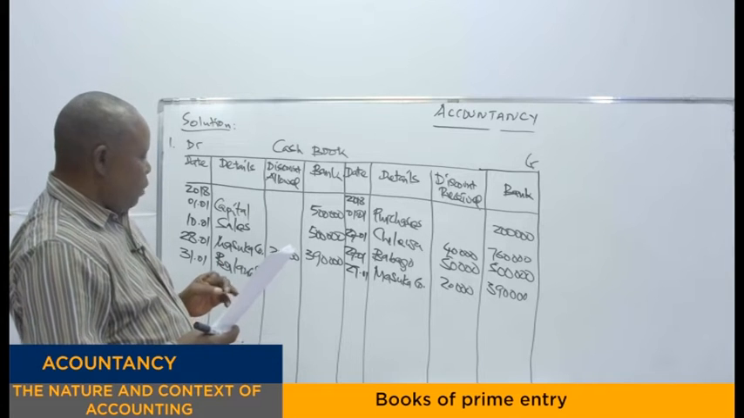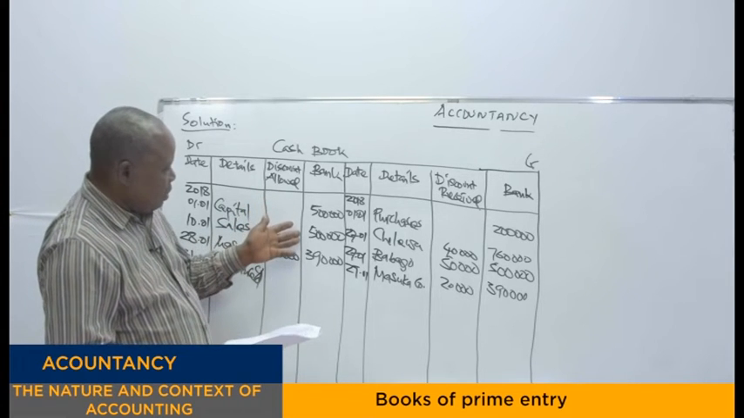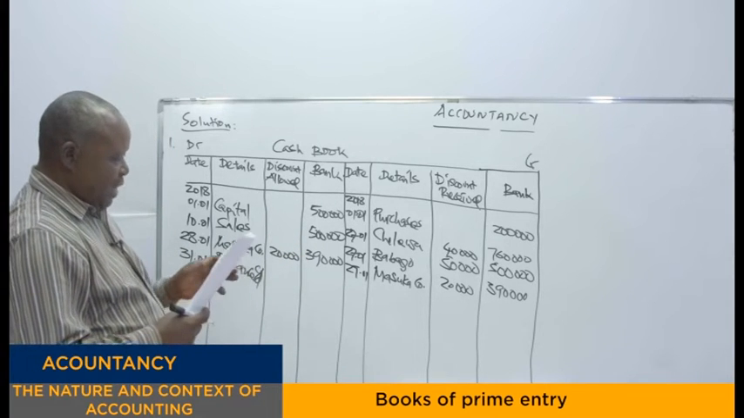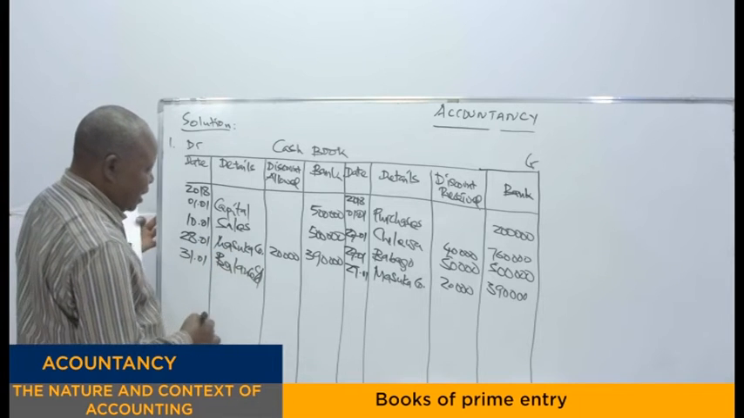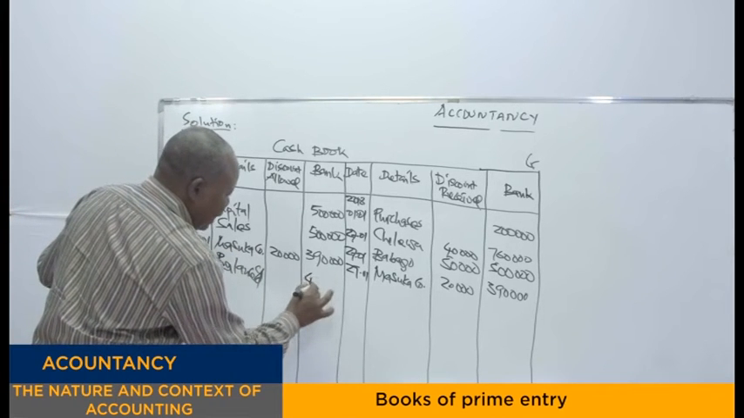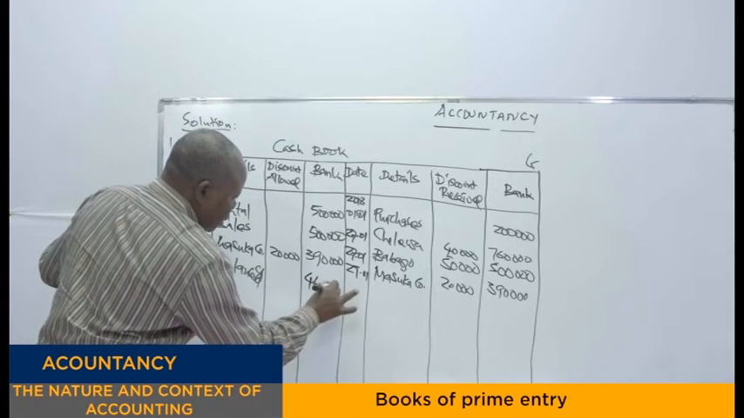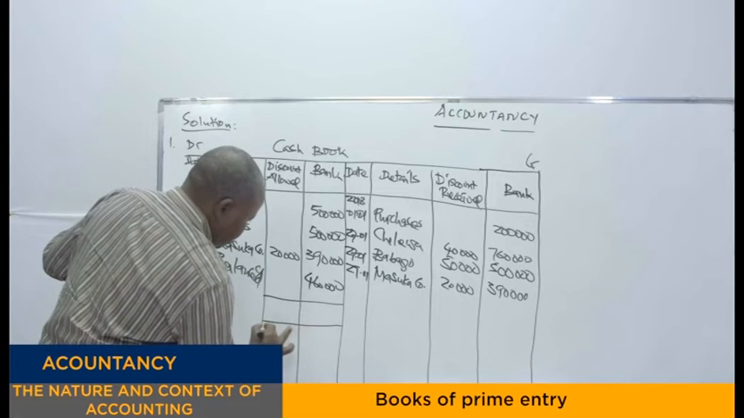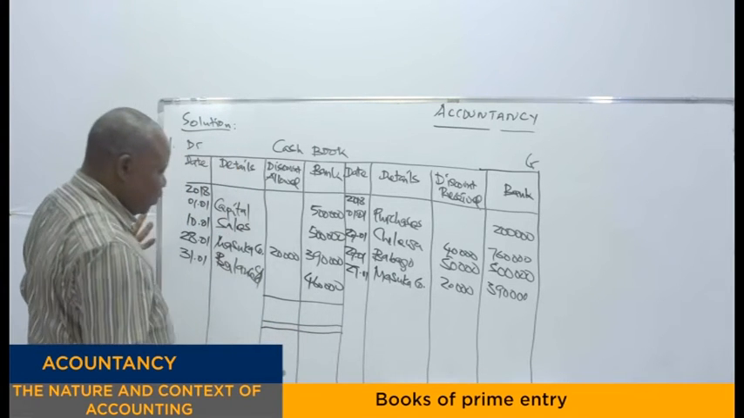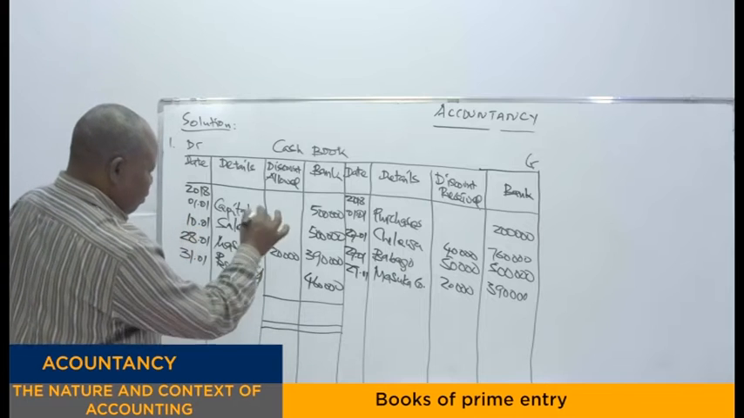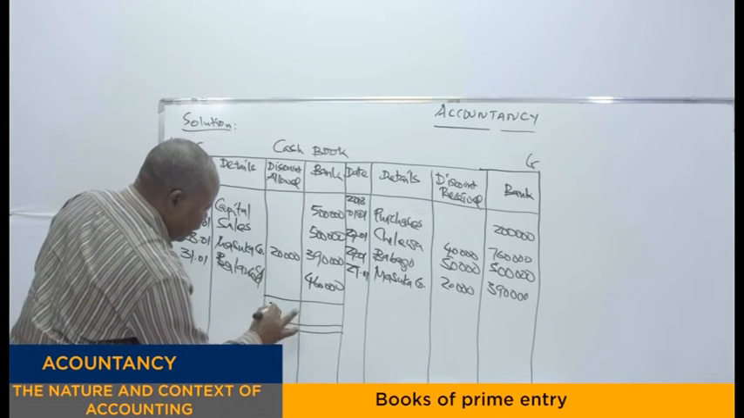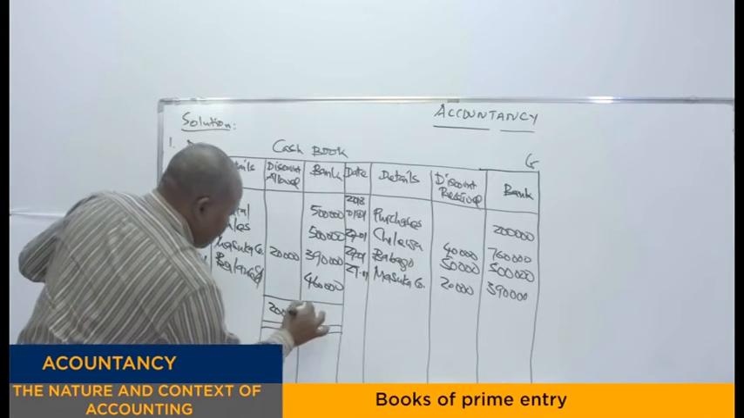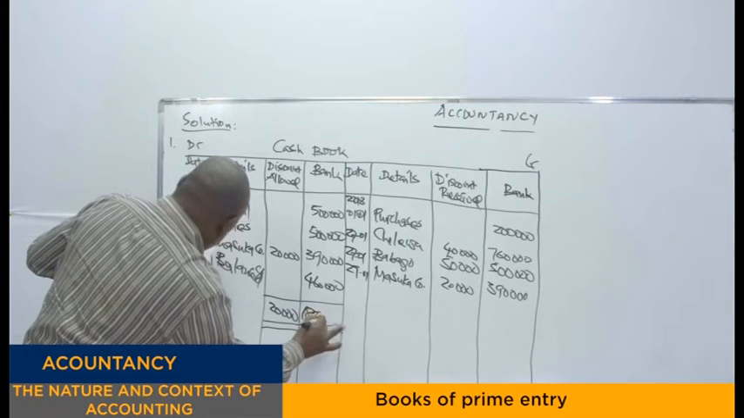Of course the total on the bank credit side is 1,850,000. If you deduct 500,000 and 390,000, you remain with 460,000. So we write here 460,000. So the total now, of course, there's no balance for discount. So the total discount allowed is 20,000. And here now the total is 1,850,000.